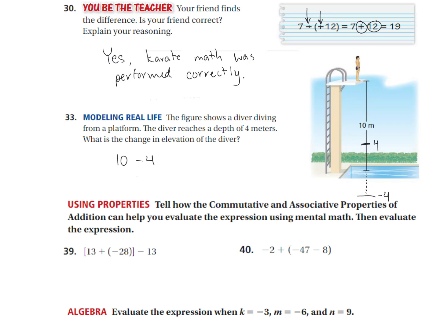to negative 4. Okay, so my change in elevation is always the greatest point of elevation minus the lowest point of elevation. Okay, so setting up, I should have 10 minus negative 4. From there, I have a subtract negative, which results in a chop chop. 10 plus positive 4 is 14 meters of change. He went all the way down to the water and then went 4 below for a total of 14.